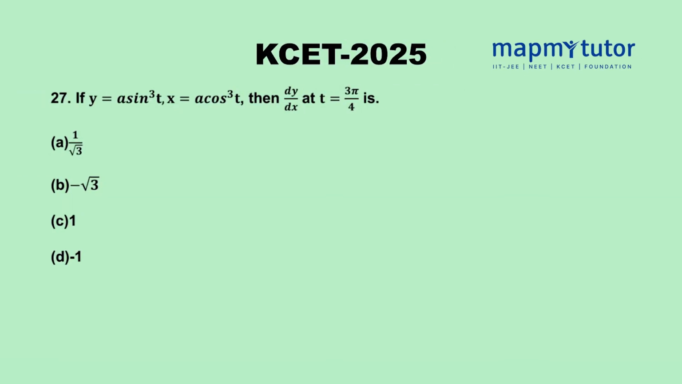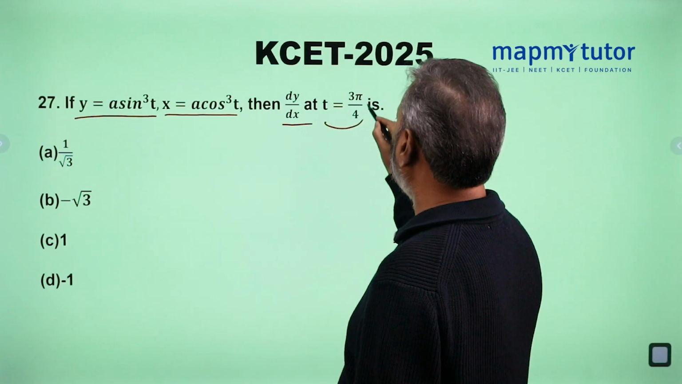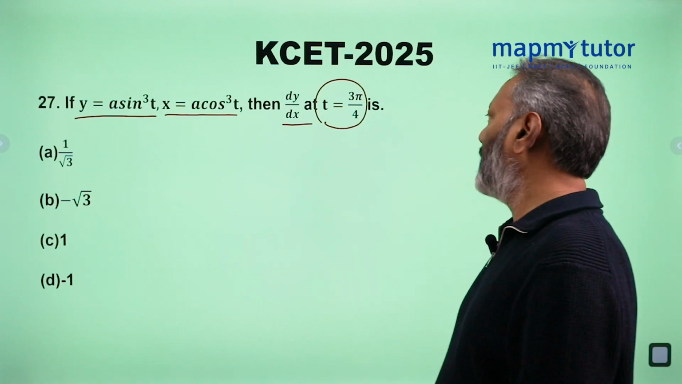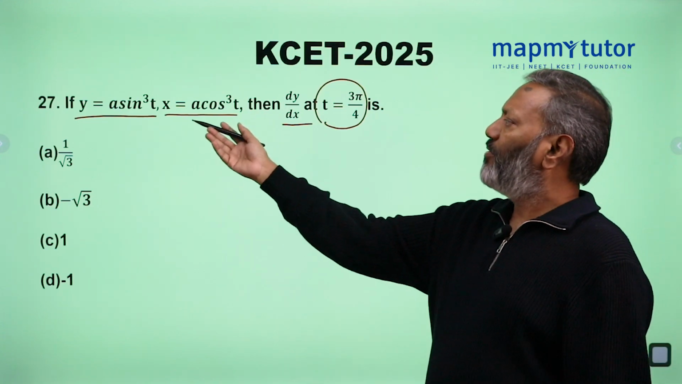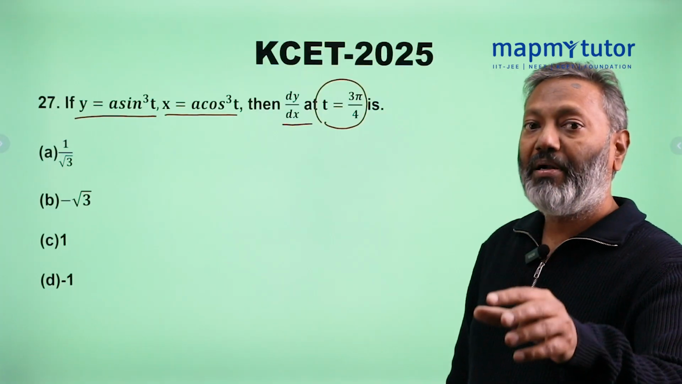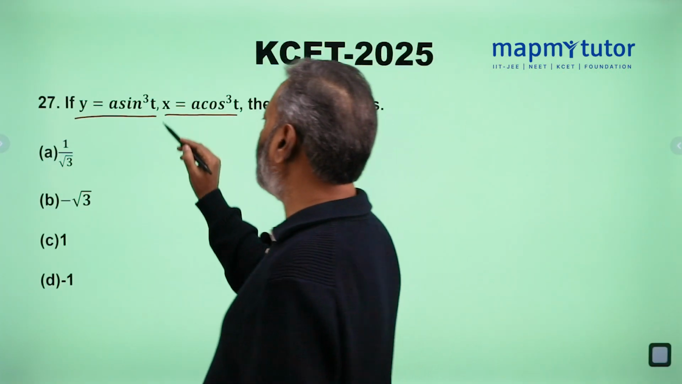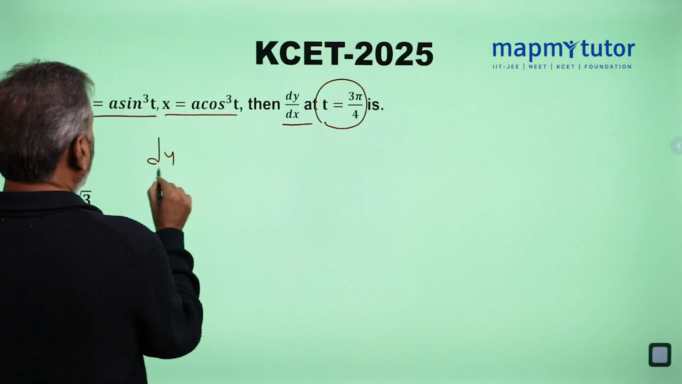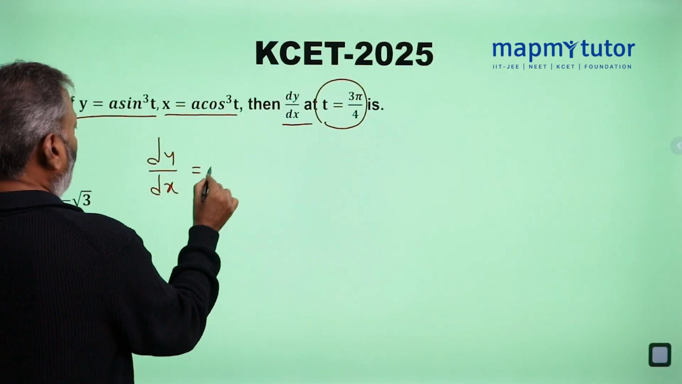If y is given as a sin cube t and x is given as a cos cube t, then what is dy by dx at t equal to 3 pi by 4? Just by looking at the equations, we can identify that they are parametric equations, and t is the parameter. First, my job is to calculate dy by dx.